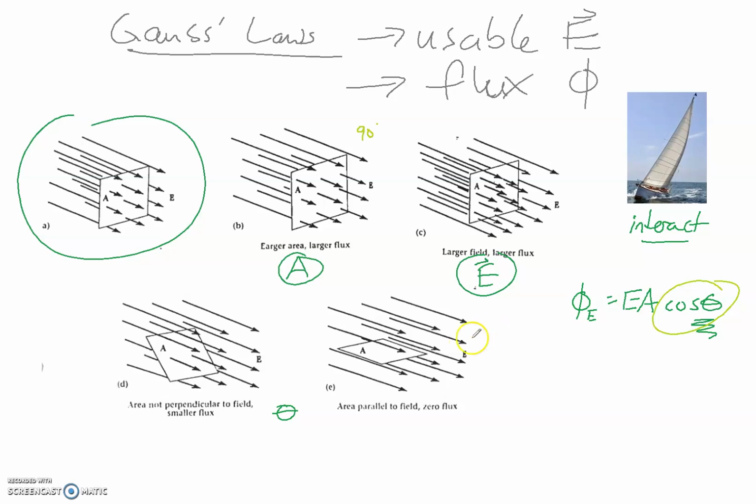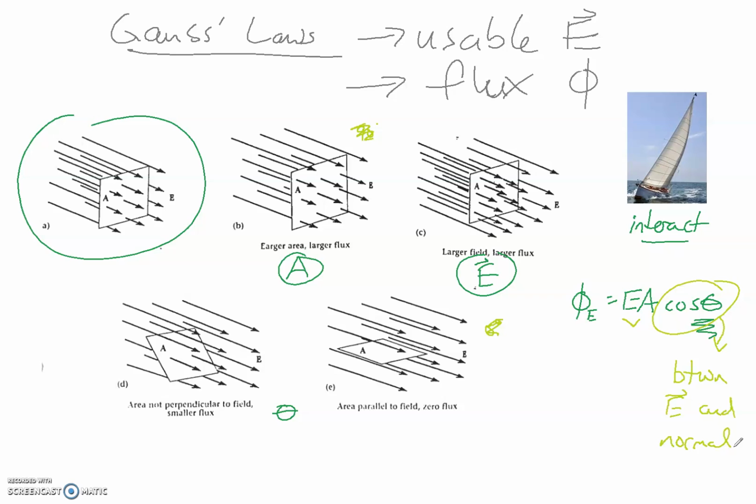The same way here, the angle between the two things is 0 degrees. The cos of 0 is 1, which maximizes the flux, but this doesn't look like maximum flux. Now that's because that is not the angle we need to be using, okay? The angle isn't measured between the electric field and the area the way it's pictured here. This angle right here is actually measured between the electric field and the normal of the area.